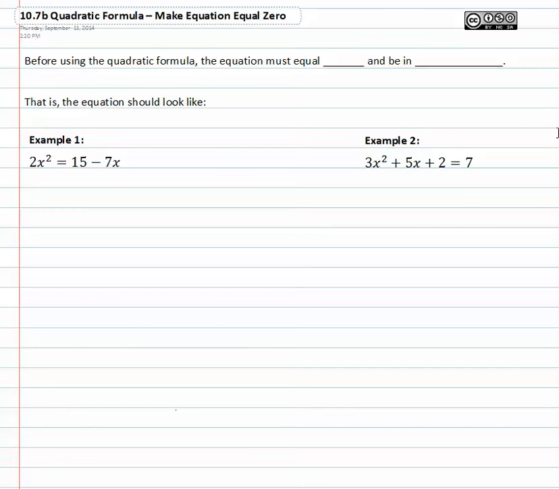10.7b, quadratic formula, make equation equal 0. In this video, you need to remember that before you use the quadratic formula, you must make the equation look a very specific way. In this case, the equation must equal 0, and be in order.